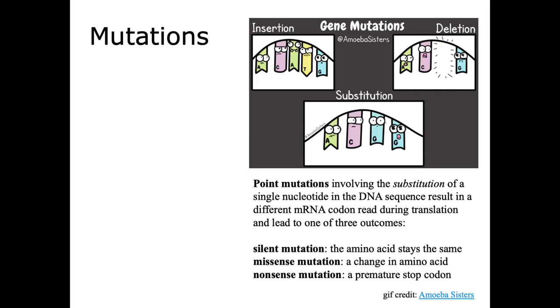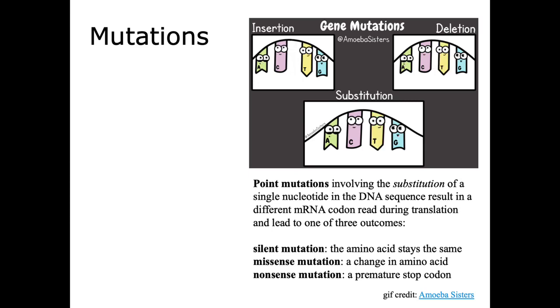Number two, that mutation led to a change in the amino acid, and we call that a missense mutation. And the third potential outcome is the nonsense mutation, which involves the placement of a premature stop codon. If we were to order these three by their potential harm to a cell, silent mutations would be the least severe, while nonsense mutations stand the greatest chance of causing a catastrophic protein failure within a cell.